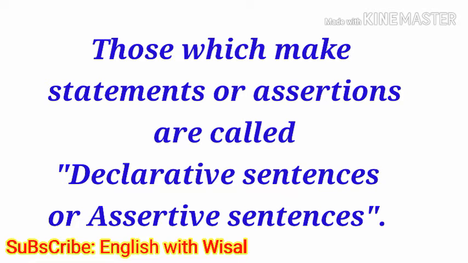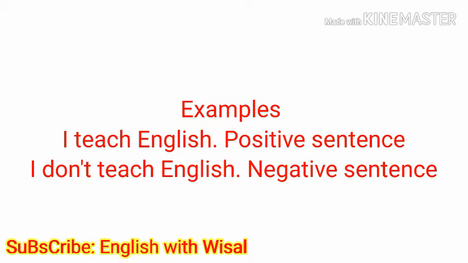For example, I say that I teach English. This is a declarative sentence and it is a positive one. And I say that I don't teach English. This is also a declarative sentence, but it is a negative sentence. So negative and positive sentences come under the umbrella of declarative sentences.